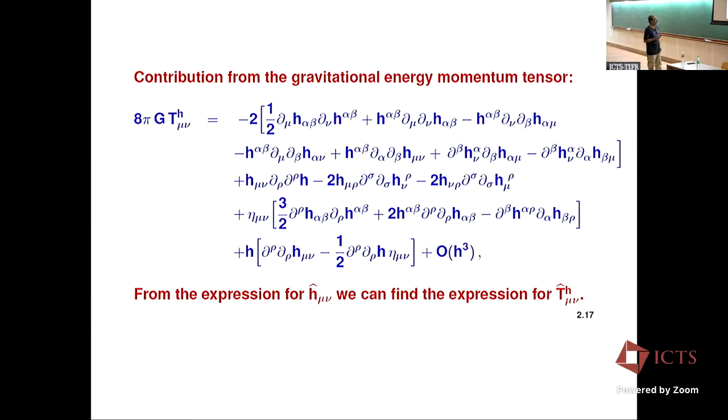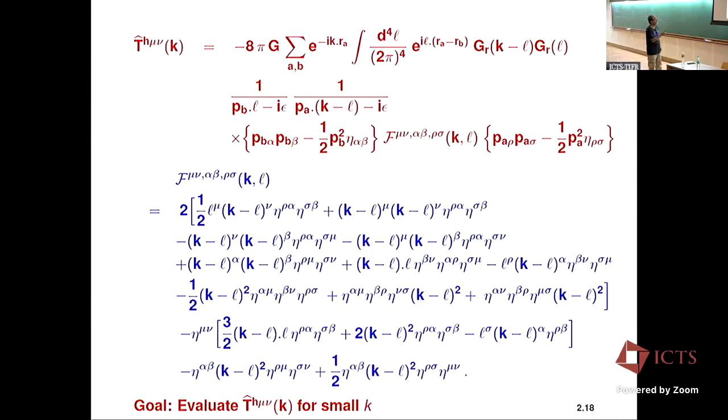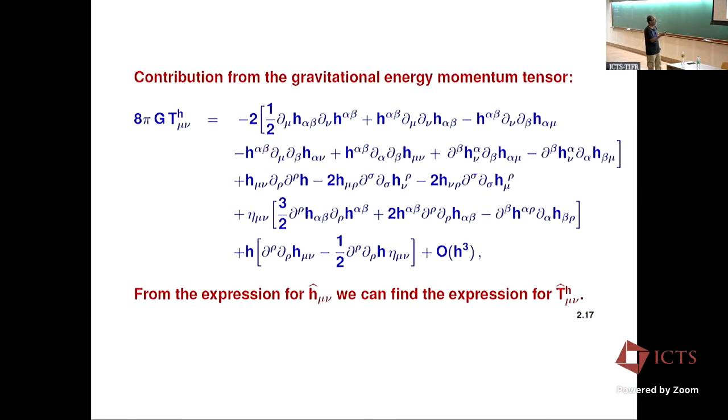Okay. So let me show you what result one gets, right? T hat h, after you take the Fourier transform, we get an expression of this kind. You can recognize that the two h's are appearing, one here, grk minus L times 1 over pa dot k minus L minus i epsilon. The other h is grl times 1 over pb dot L minus i epsilon, and this combination is basically the Fourier transform of this combination over here.